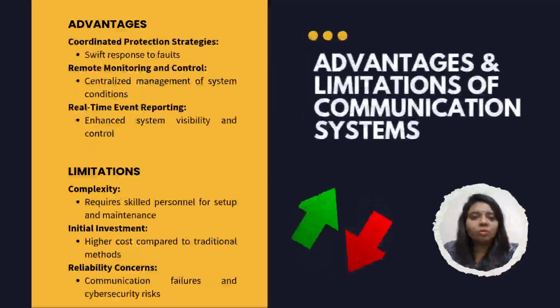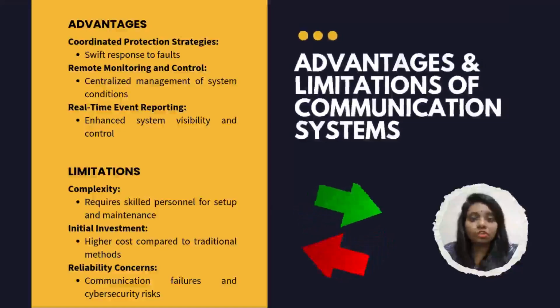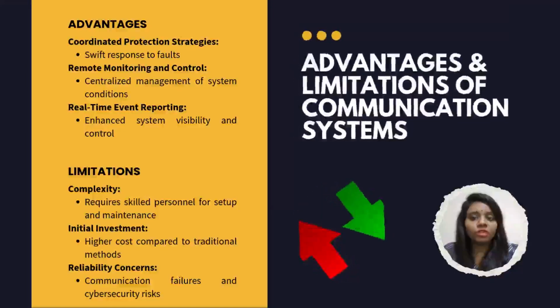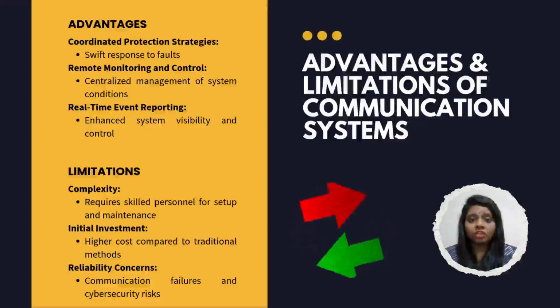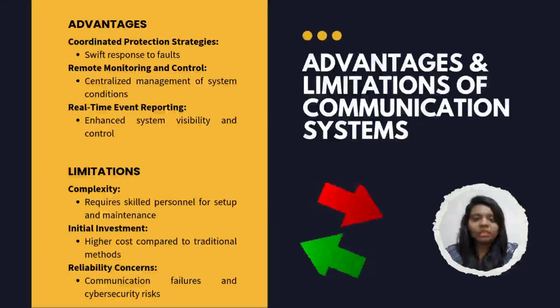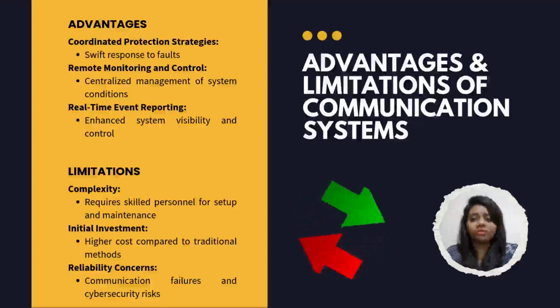Advantages and limitations of communication systems. Communication systems enable coordinated protection strategies, ensuring swift response to faults. Remote monitoring and control capability allow for centralized management of the system coordination, ensuring operational efficiency. Real-time event reporting improves system reliability and control, and cybersecurity measures protect data and control commands from threats.